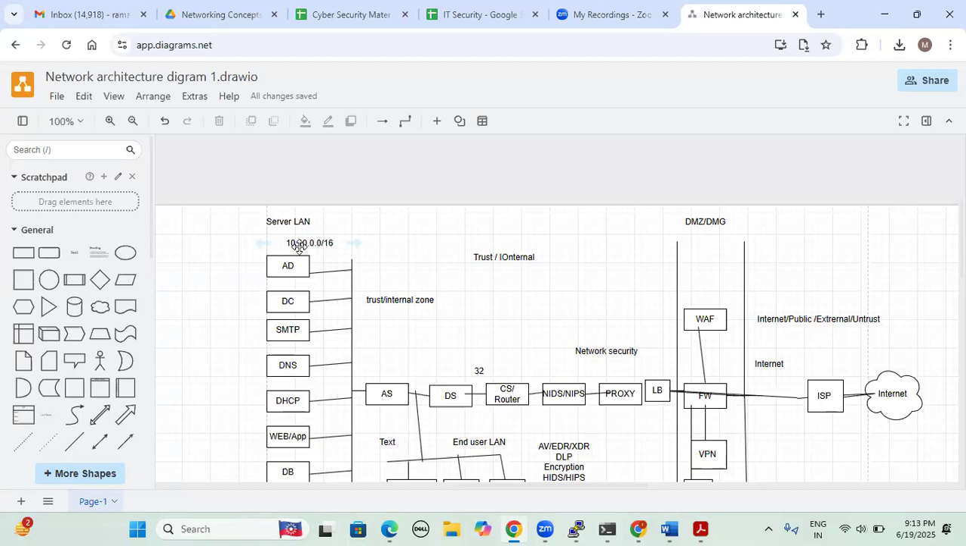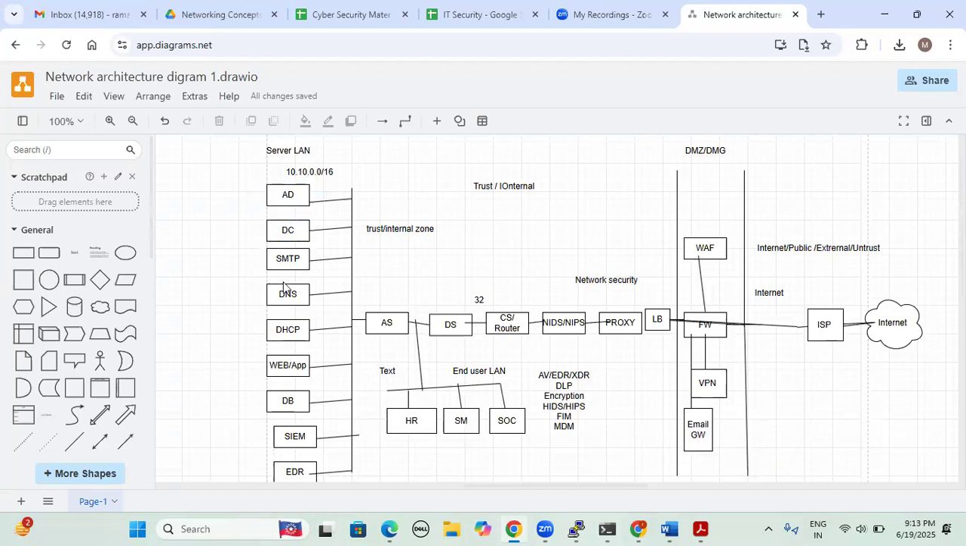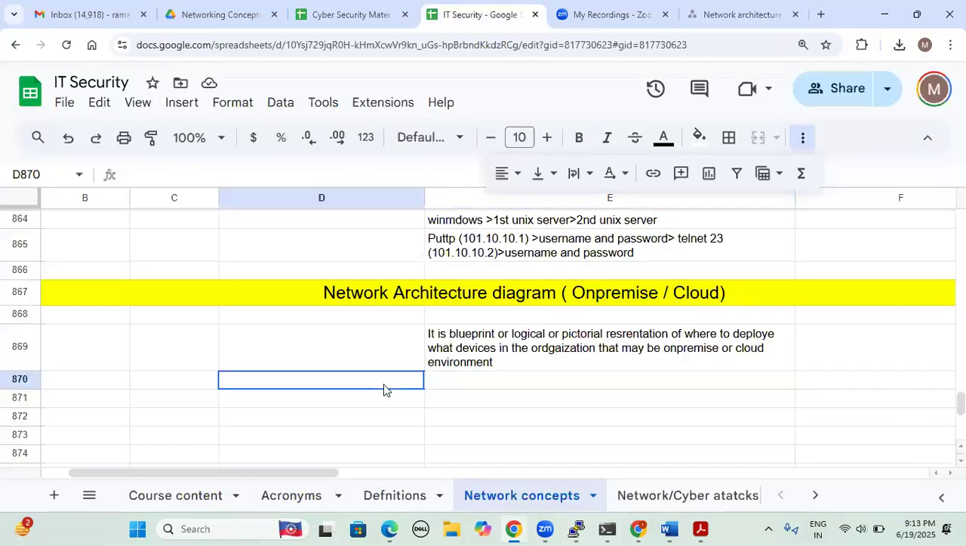If we multiply 2 by 2, 16 times, how much does it come to overall? It comes to 65,536. So that many IP addresses we can assign to these servers. That is about the overall server LAN. Okay, let's go back to our diagram, I mean our sheet, sorry.